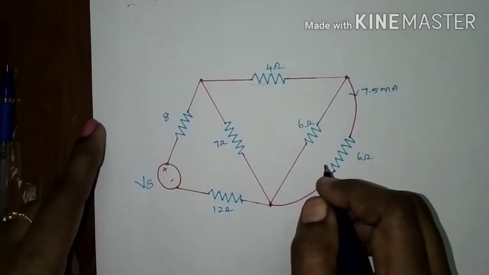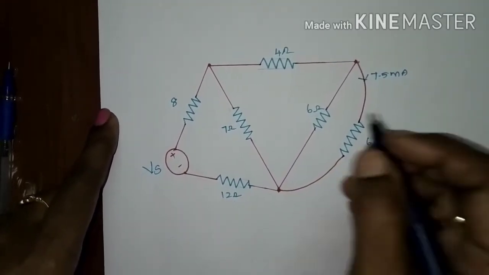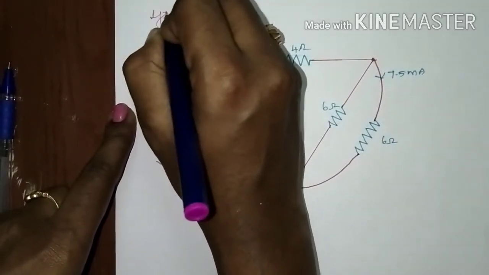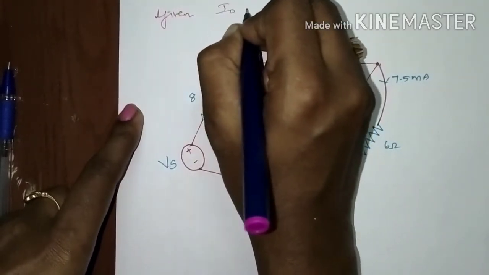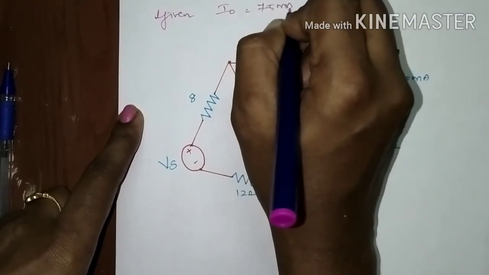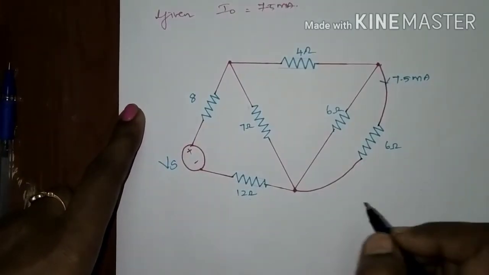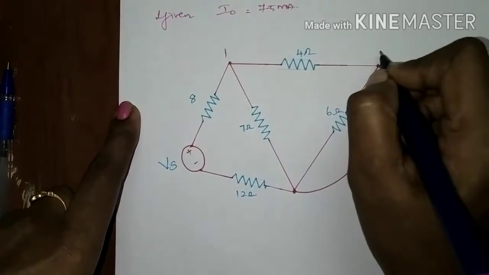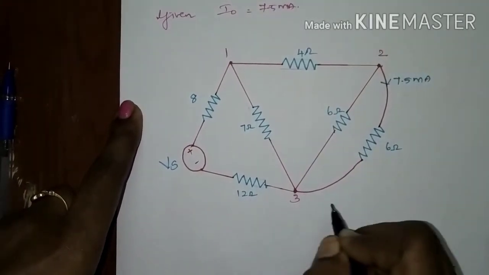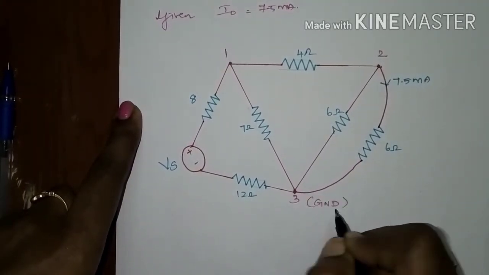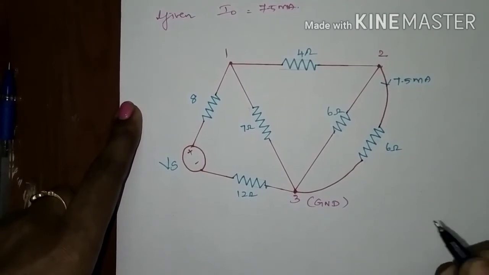Now we can use the nodal voltage method. Here they have given I0 is equal to 7.5 milliampere. Check out the principal nodes in the circuit. The principal nodes are 1, 2 and 3. Consider any one of the nodes as ground. I am taking this third node as the ground.